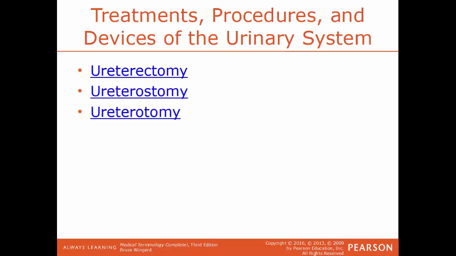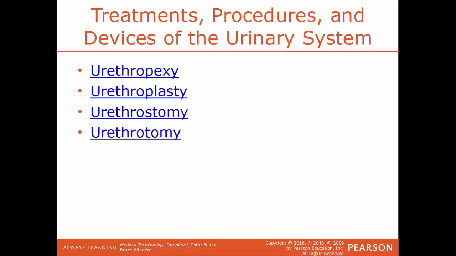Ureterectomy, the surgical removal of a ureter. Ureterostomy is the creation of a new opening within the ureter. And to do that, you need to cut into the ureter, and that process is called ureterotomy. Urethropexy is the surgical fixation of the urethra. This is done usually to help alleviate incontinence. Urethroplasty, the surgical repair of the urethra. Urethrostomy, the creation of an artificial opening into the urethra. And to do that, you need to be able to cut into the urethra, and that process would be urethrotomy.